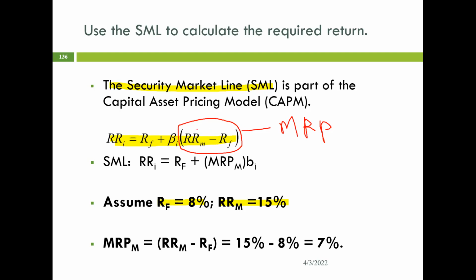So that is the difference between market return minus risk-free rate. So you can calculate the market risk premium if you know the market return and risk-free rate. So here the market risk premium is 7%.